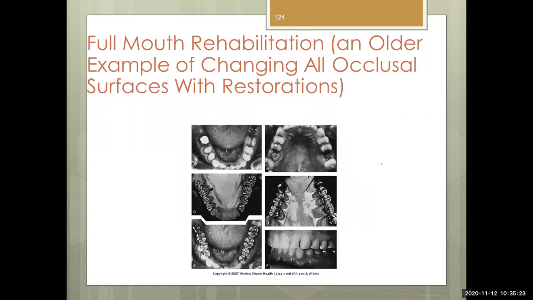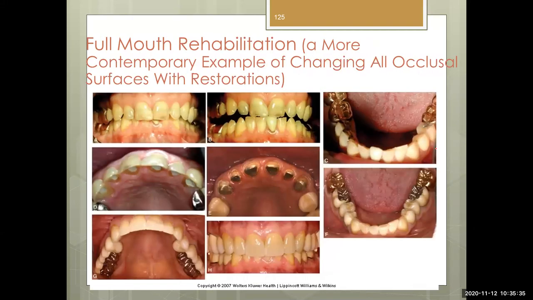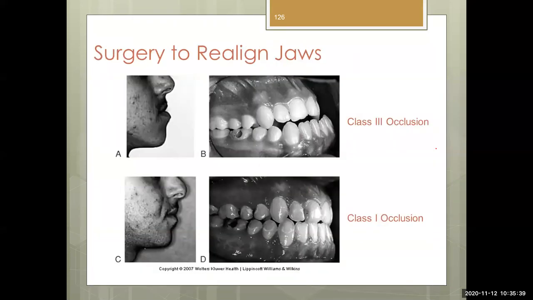Sometimes the mouth needs to go through complete rehabilitation to give you back that vertical dimension if everything's been ground down. It's quite extensive. Again, trying to get you back in that vertical dimension. Realigning the jaws might take surgery. Is it ideal? No, but this is the same patient.